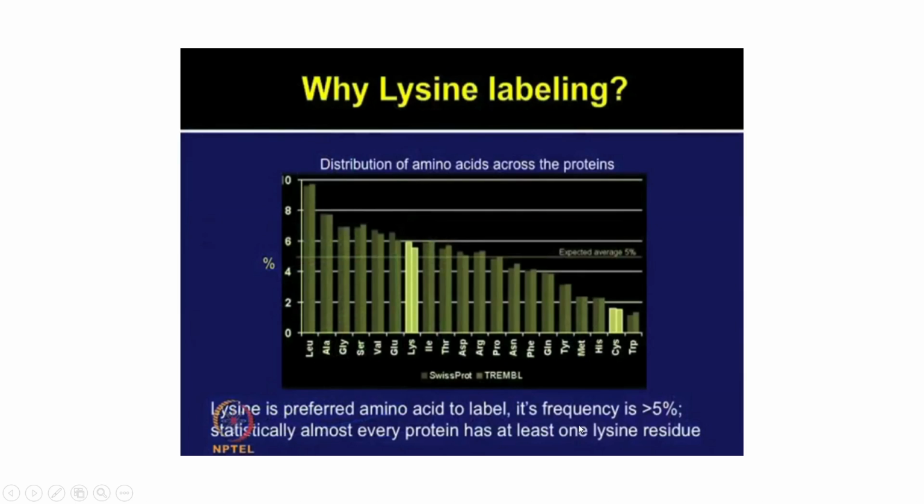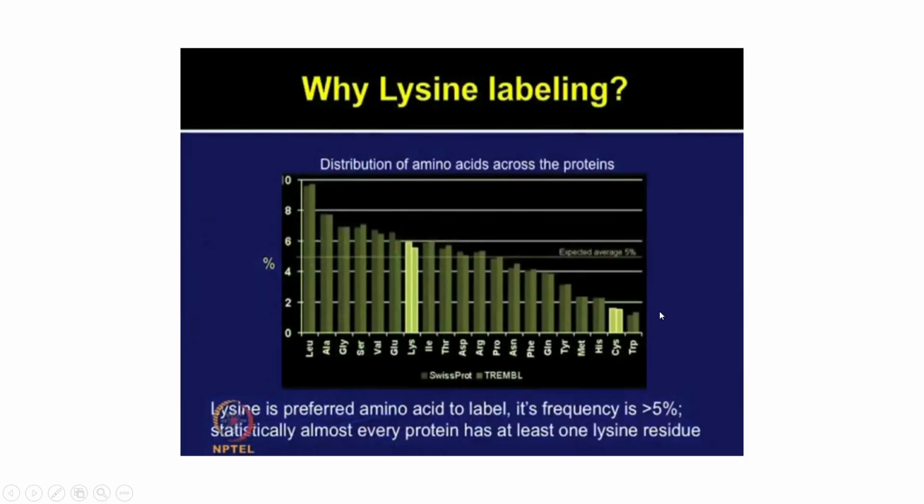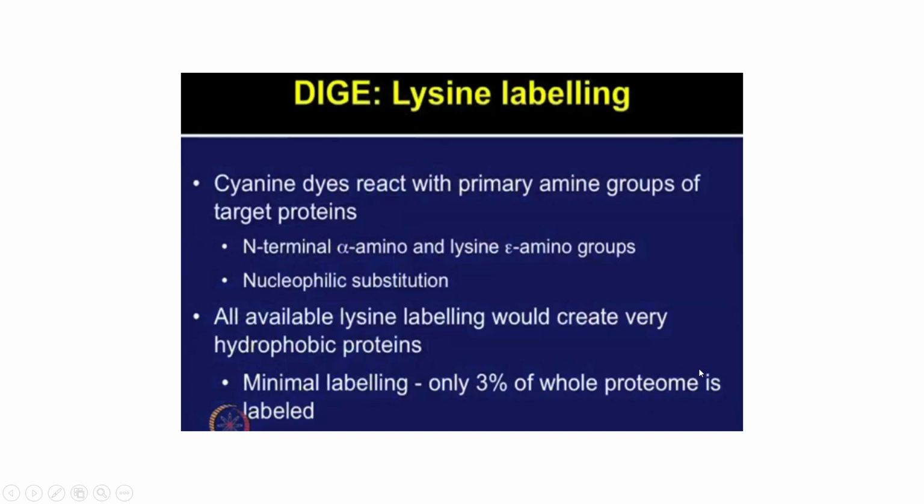Statistically, almost every protein has at least one lysine residue. Because of that, even if it has one lysine residue, that protein will be labeled, because that one specific lysine is labeled by these Cy dyes, basically Cy2, Cy3, or Cy5. So that's the reason lysine labeling is done, whereas cysteine is less than 2% in most of the proteins, so that helps in saturation labeling.